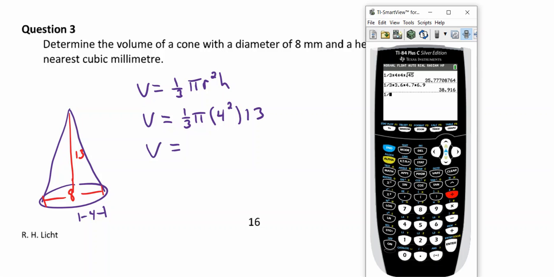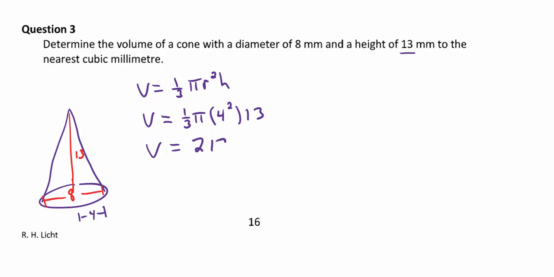So 1/3 times pi times 4 squared, and then times 13 equals 217.8. And then what was that? So nearest cubic millimeter. So then that would actually be rounded to 218, right? And then that would be millimeters cubed.